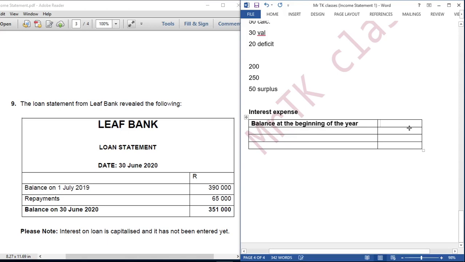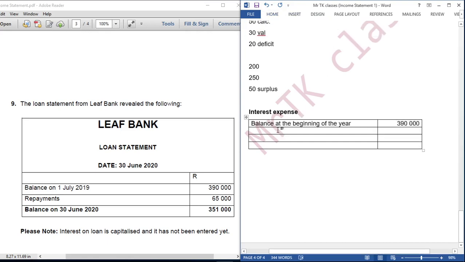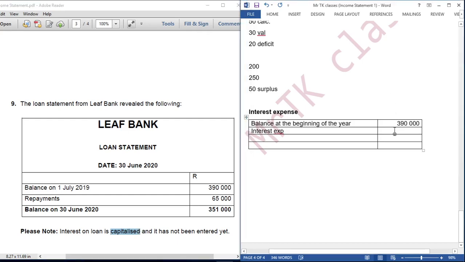So the amount is 390,000. Okay, so this loan amount will be increased by the interest expense. Because they are saying interest on loan is capitalized and it has not been entered yet. If interest on loan is capitalized, it means that it is supposed to increase the loan amount. The company will not pay this interest, it will keep the money. That money is also going to be part of the loan. So it will increase the loan amount.